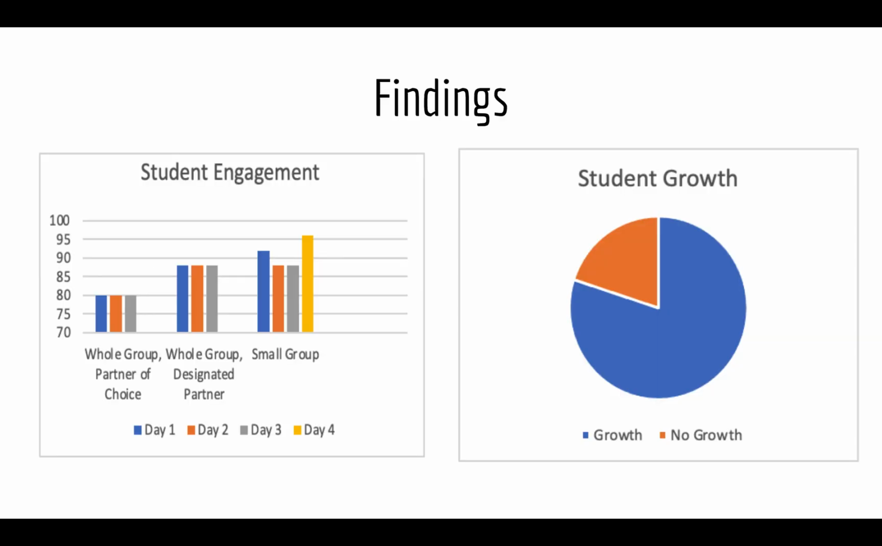So the findings: student engagement was the highest for small group. The first week, when they were partners of their choice, as I suspected, the distracted kids were distracting their partners as well. So if I had 3 kids that really struggle with focusing on math, those 3 kids took 3 more kids and distracted them. So that makes 6 kids that were really distracted.